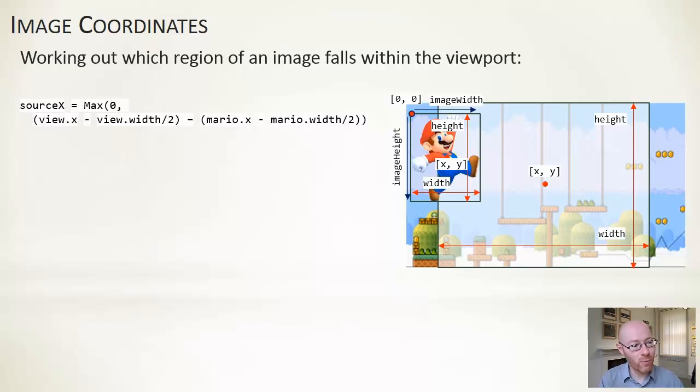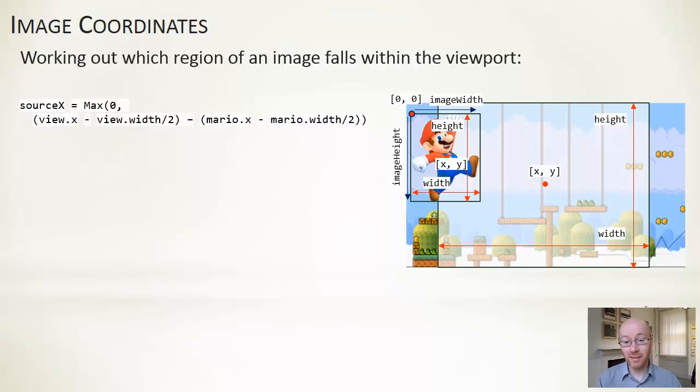So all we're doing here is working out a maximum of 0 and the following: the viewport's left hand location, and we're taking away from that Mario's left hand location. So we're looking along the x-axis at where Mario starts and where the layer starts. If Mario starts before the layer, then we want to work out the difference between the two, and that is what we use as our starting x coordinate.